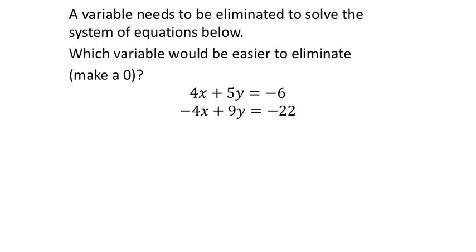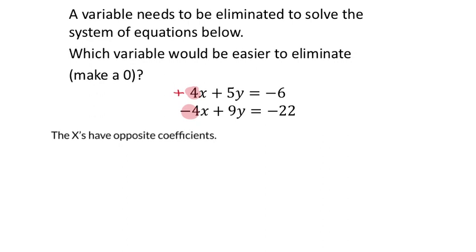The variable needs to be eliminated to solve the systems of equations below. We don't really need to solve this one. We just want to determine which of these would be easier to eliminate. Since we are looking for opposite coefficients, I see the x's have opposite coefficients. This would be a positive 4 x's right there, and then I also have a negative 4 x's. So which variable would be easier to eliminate or make a zero? Well, the x's have opposite coefficients.